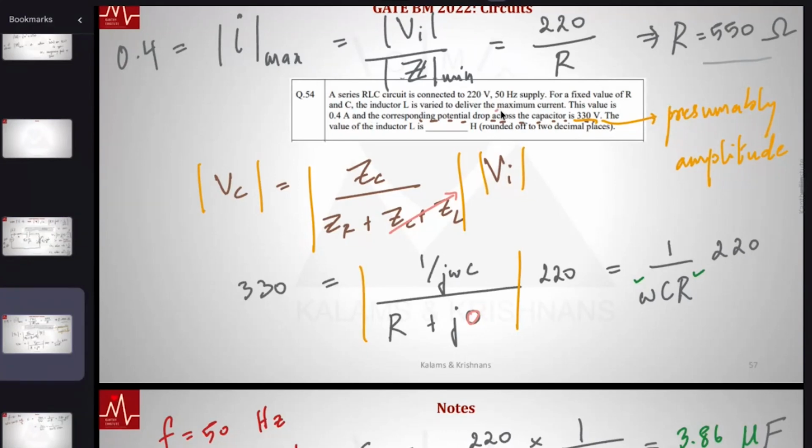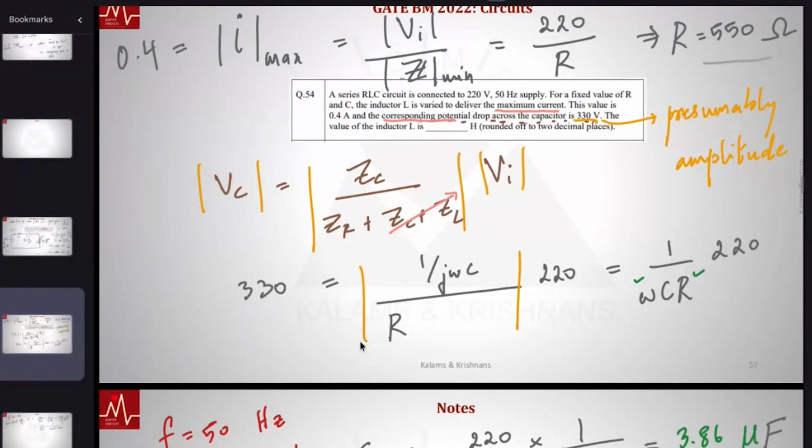Notice, the current is maximum. That maximum value is 0.4. And corresponding to that, the potential drop across a capacitor. So the potential drop when that ZC and ZL cancel each other, that is when the current is maximum, right? That is when this term is not really there, right? It is 330. So 330 is, this into 220.